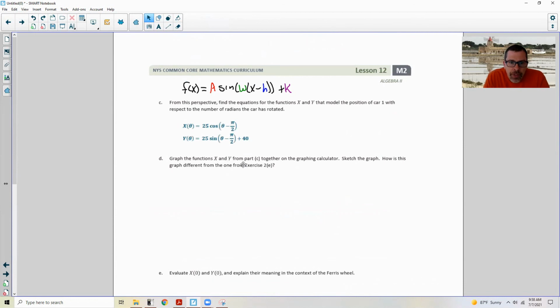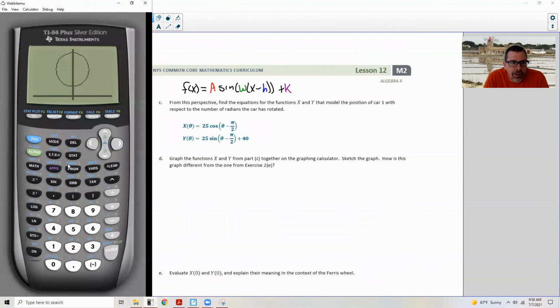So we get x of theta equals 25 cosine (theta minus pi over 2), because it did get stretched 25 feet, right? That's always been 25 sine theta, 25 cosine theta. And the y portion of this is going to be shifted to the right pi over 2 as well, but it's also going to be shifted up 40. So cosine didn't change. The co-height did not get moved up 40, but the sine, the height did.